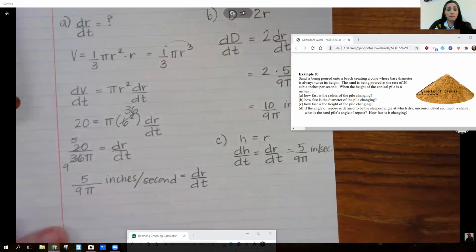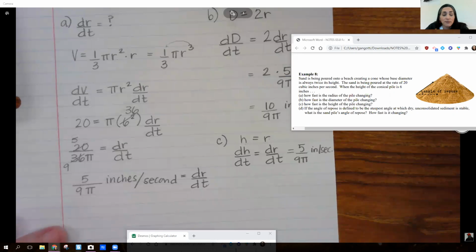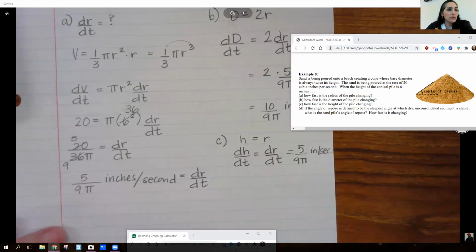Okay. All right, now the last part, which is fun. So now we're talking about an angle. As soon as you see that word, it's like, oh, trig, here we go. All right, so if the angle of repose, which they have labeled there for you, is defined to be the steepest angle at which dry, unconsolidated sediment is stable, what is the sand pile's angle of repose? And how fast is that changing?